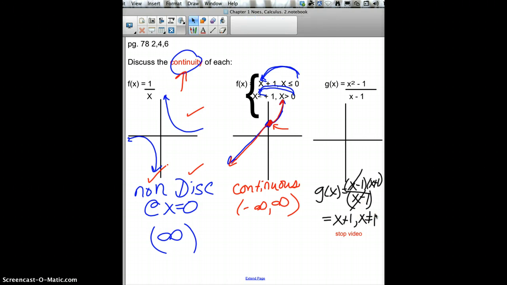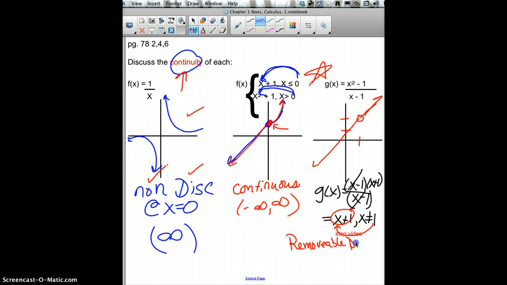At 1, I will have a hole in the graph. This one's important that you understand. It's the most important of the 3 of them. So let's go see what happens here. I would have the graph of x plus 1, but at 1, which would be at (1, 2), I would have a hole in the graph. That's the graph of it. So this is a discontinuous function, but we'd say it's a removable discontinuity at x equals 1.